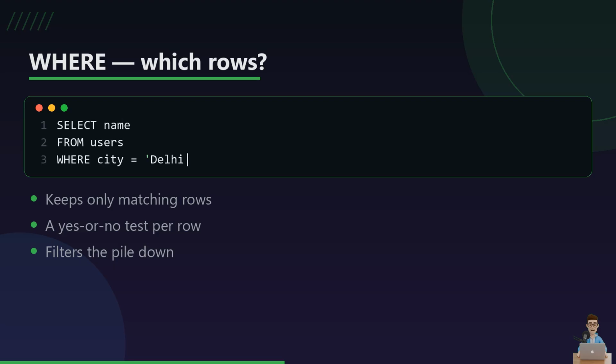Where is the bouncer at the door? It checks every single row and asks one yes or no question, and only the rows that answer yes get through. Here the question is, is your city Delhi? So Anna and Kara walk in, Ben and Dev stay out. In short, where keeps only the rows that pass its test.